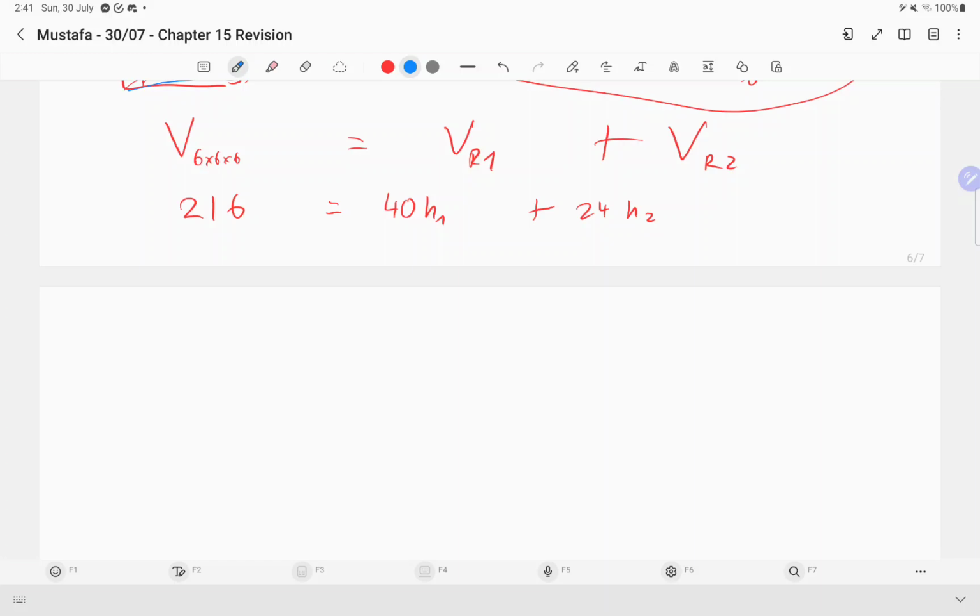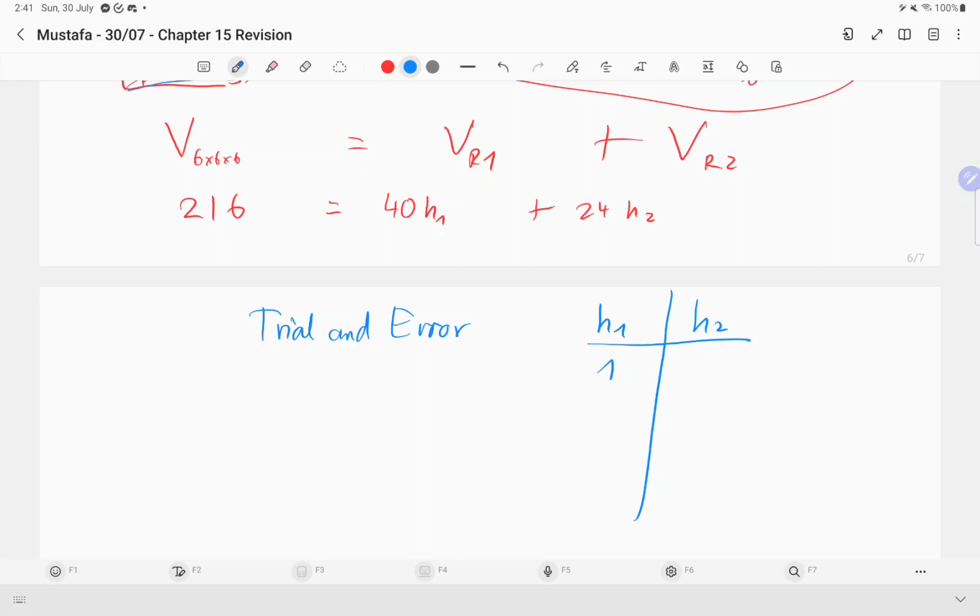They're from the volume. Yes, but the restriction is they must add to 216. So the technique is trial and error. You just have to trial and error to work this one out. And to do trial and error more systematically, you need to write a table with h1 and h2. If h1 is 1, what must h2 be?